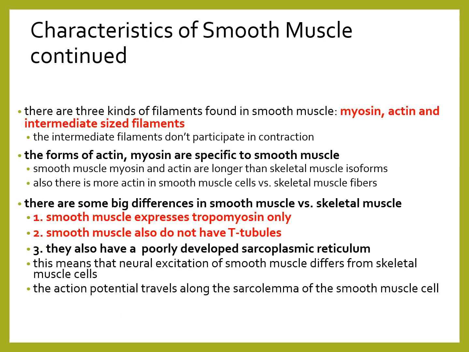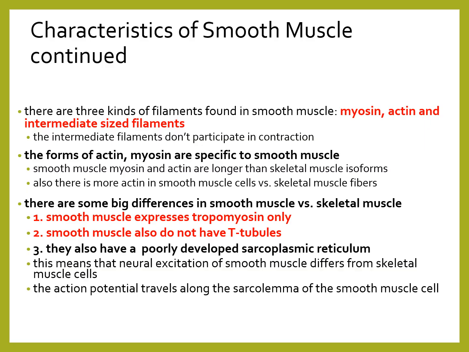Smooth muscle contains 3 filaments, or what you could call 3 myofilaments: myosin, actin, and what are called intermediate-sized filaments, which don't participate in contraction. So this sounds like skeletal muscle, and you are correct. Both skeletal and smooth muscle have actin and myosin myofilaments. However, the forms of actin and myosin are specific to smooth muscle and skeletal muscle. So when you start talking about actin and myosin in smooth muscle, you have to say smooth muscle actin or smooth muscle myosin. When you refer to actin and myosin in skeletal muscle, you should say skeletal muscle actin, skeletal muscle myosin.